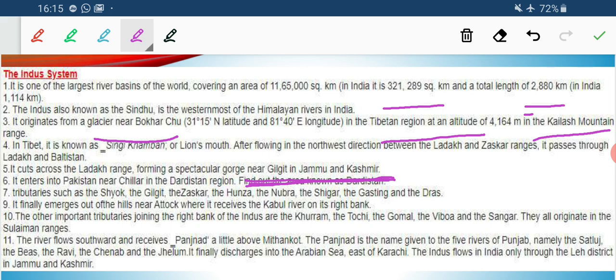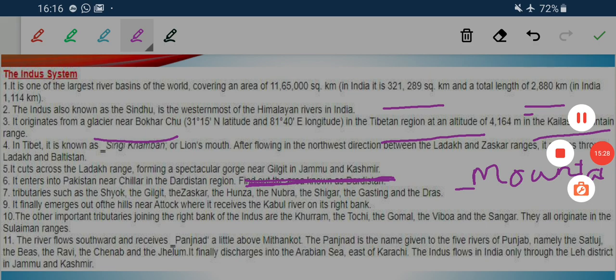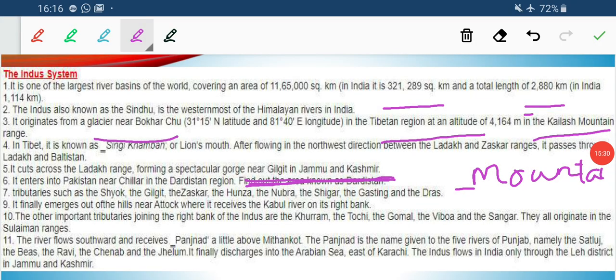Now tributaries such as Shyok, the Gilgit, the Zaskar, the Hunza, the Nubra, the Shigar, the Gasting, the Ora, these are the tributaries which are basically termed as mountain tributaries. These are termed as mountain tributaries as they drain the mountainous areas basically.